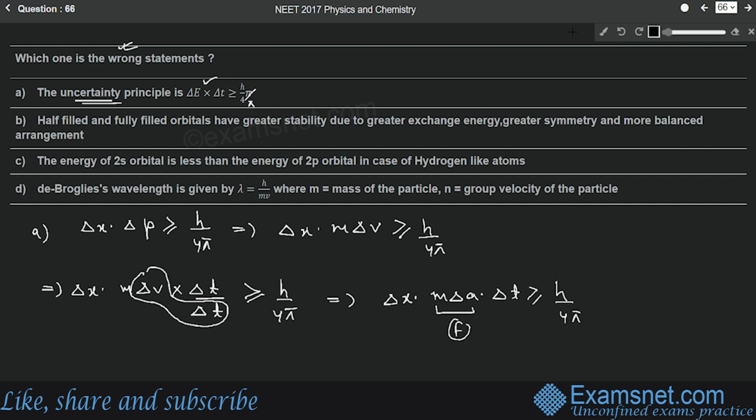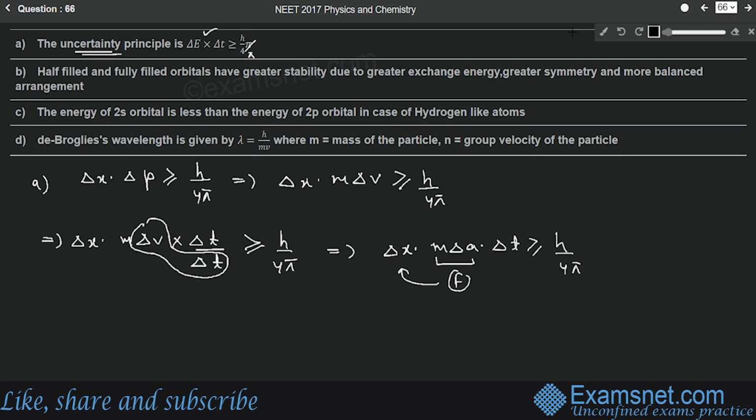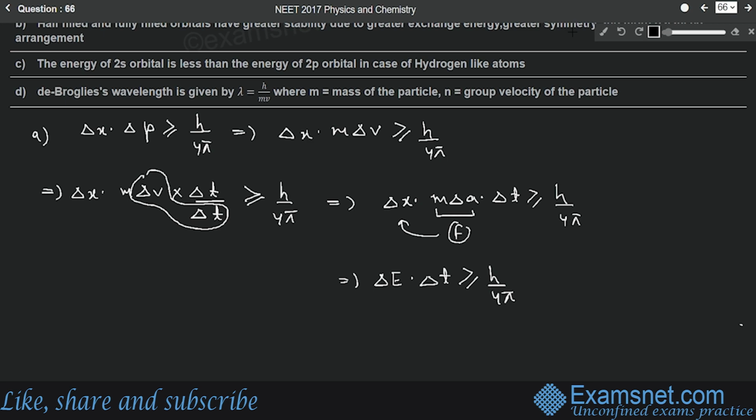Also we know that mass into acceleration is what? Force, and then force into displacement will be equal to the work done or energy, because work and energy have the same unit. So we can write delta E, right? And here we have delta T, and that is greater than or equal to h by 4 pi. So isn't it the same expression that is mentioned in the first option? Therefore option A is correct, but we have to find out the incorrect one, right? So this will not be the answer because the statement is correct.